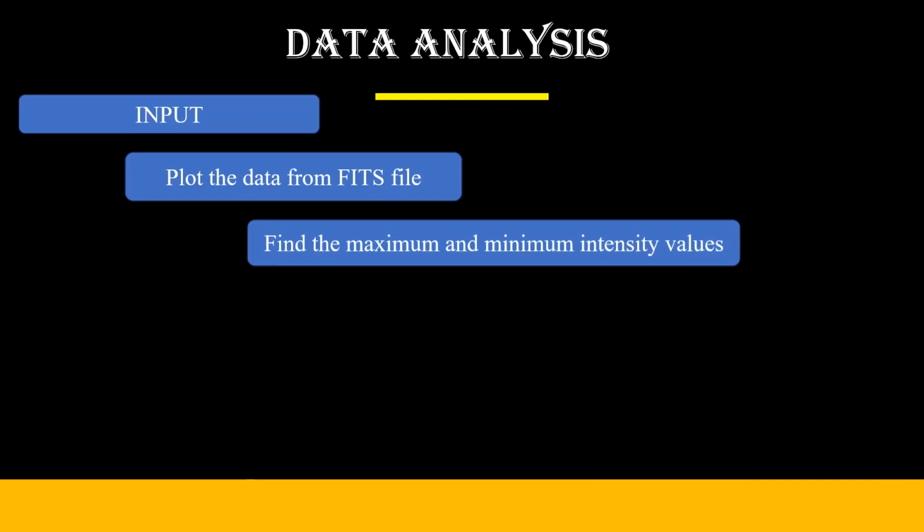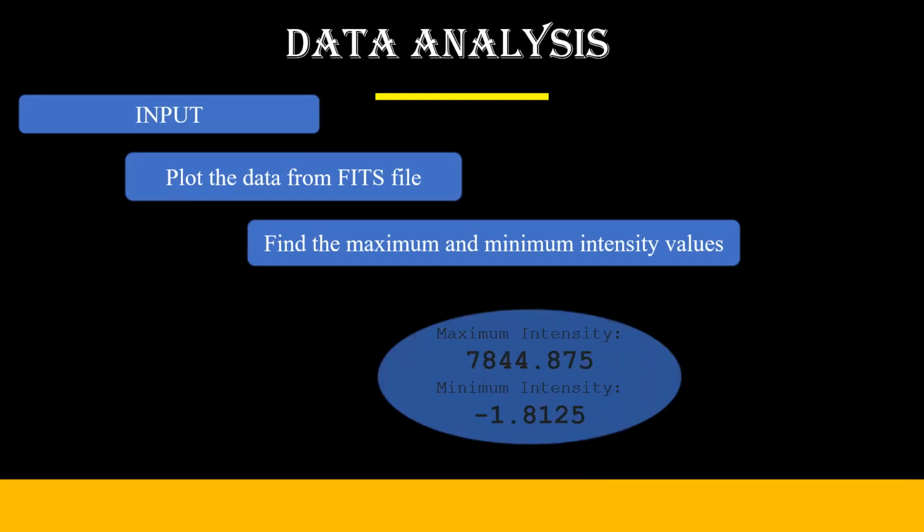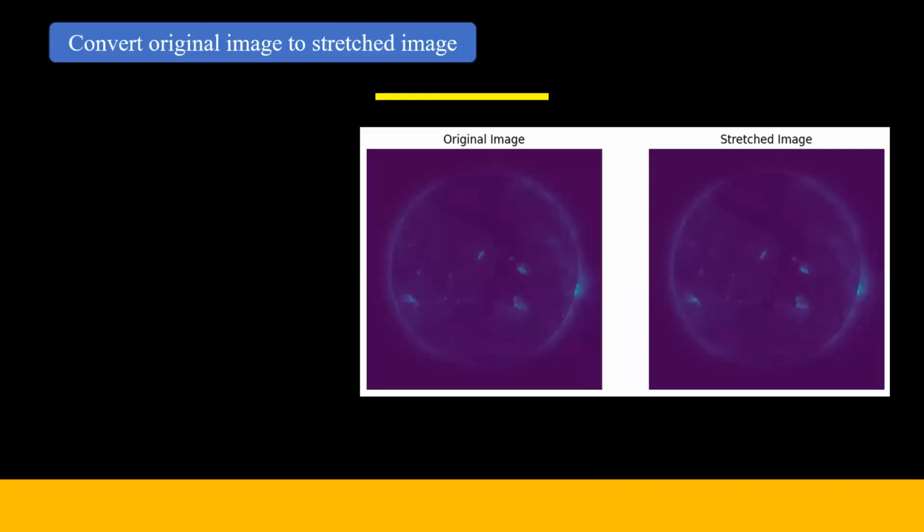To find the coronal hole, we first found the maximum and minimum intensity values. The maximum intensity value for that image was about 7,844 point something, and the minimum was negative. Why is it negative? Because there are basically two types of data, signed and unsigned. Here it is signed, so its values can be negative.